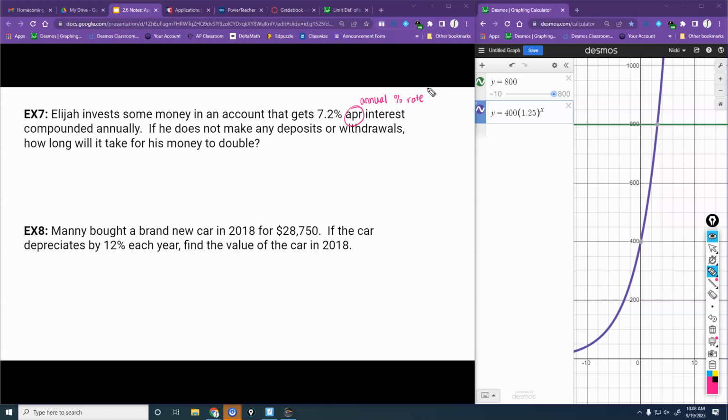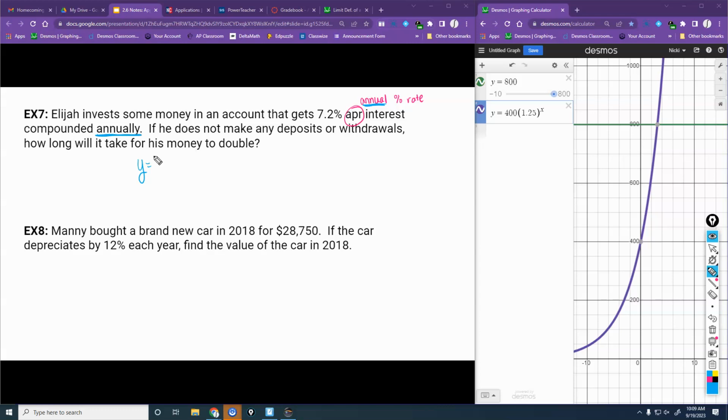All right, so a couple things to look at right here. That APR means that we're looking at an annual rate, and we are compounded annually. If those two things match, you don't have to do anything special, okay? We're going to see in the next set of notes that we're going to have to look out for something there. But right now, we don't have to do anything special. 7.2 is just our growth rate. This problem's missing something. What is it missing? If I go to write this, what's my starting value? I don't know how much money Elijah has.